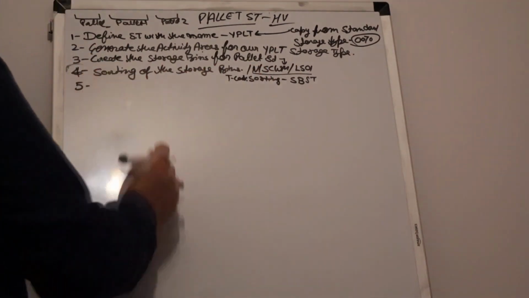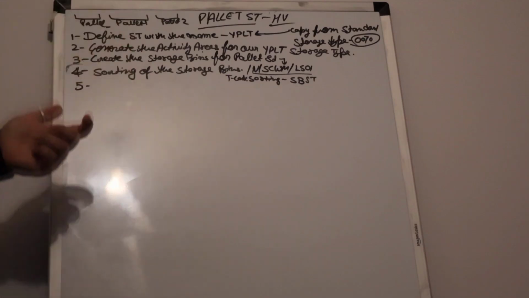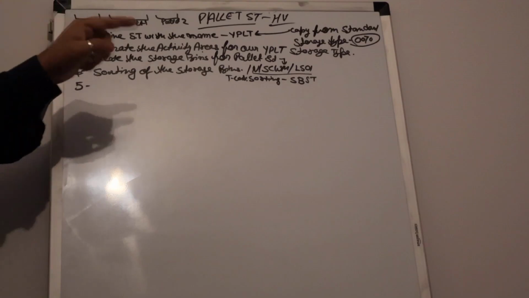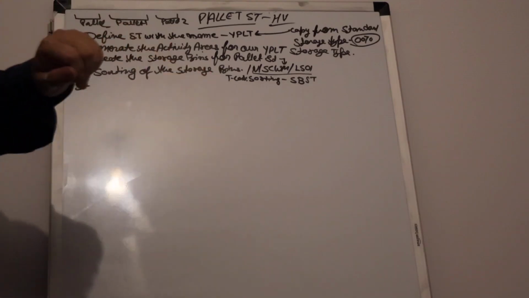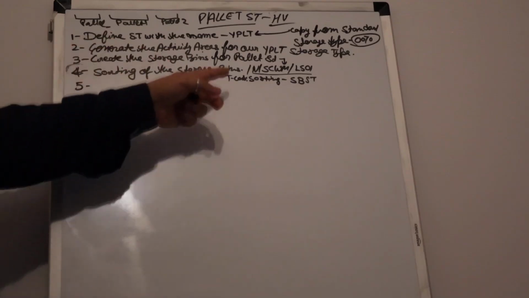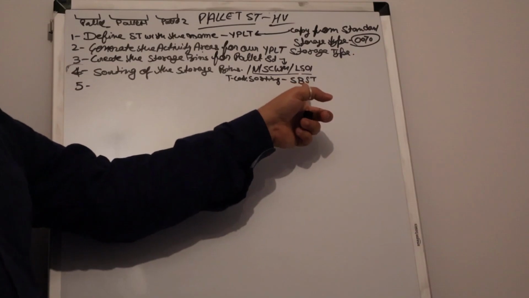Fifth point. First we define the storage type, which we copy from 0070. We generate the activity area with the bin. Then we create the storage bins for the pallet storage type to put the pallets. Then we do the sorting.